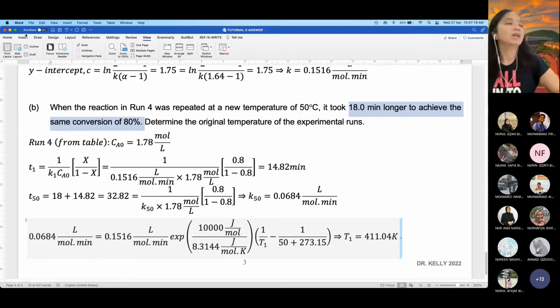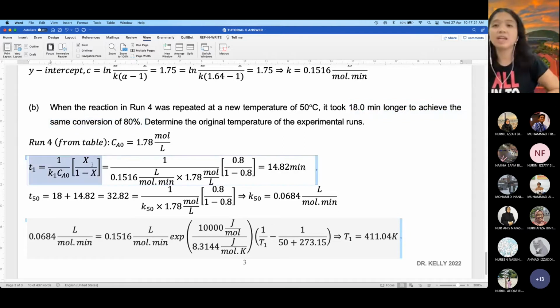Ataupun cara saya nak terangkan, if you see this equation, kamu kena tengok notes chapter 4, ada equation to correlate reaction time untuk batch reactor second order reaction. So the equation is given as reaction time equals to 1 per KCA0 X per 1 minus X. Maksudnya, kalau kamu faham equation ni, okay, saya tahu X 80%, 0.8, okay.